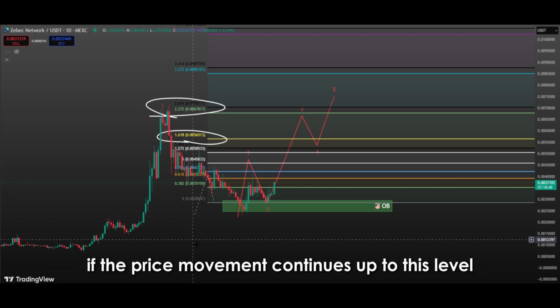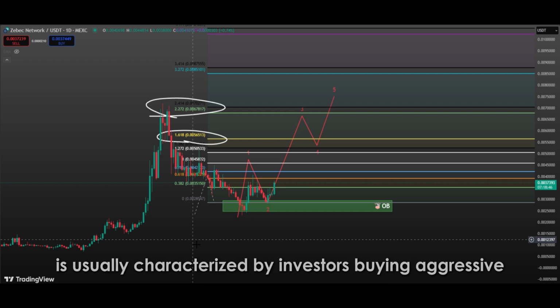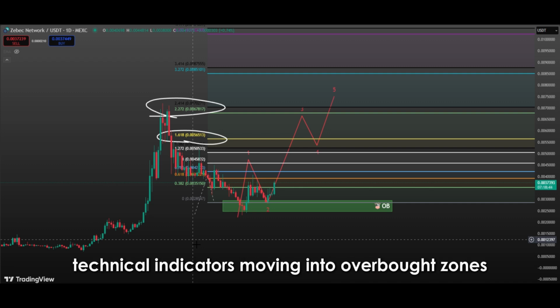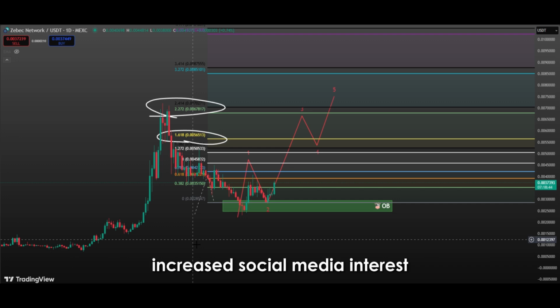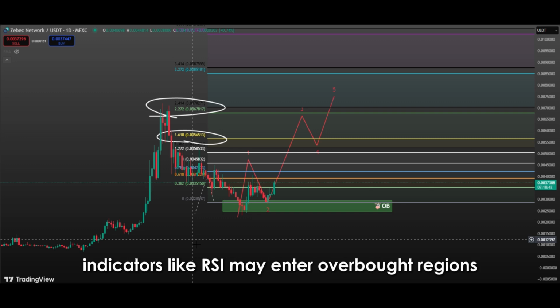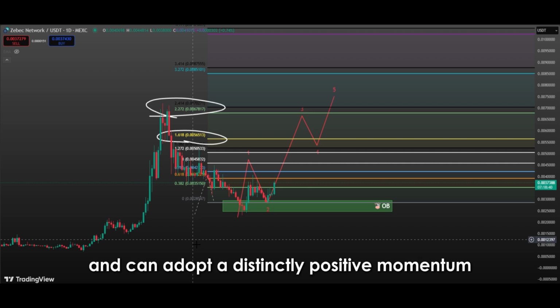If the price movement continues up to this level, it indicates the presence of a strong bullish momentum in the market. A third wave that lasts up to this point is usually characterized by investors buying aggressively driven by FOMO, fear of missing out, positive news flow, technical indicators moving into overbought zones, increased social media interest, exploding volumes, and a price that tends to accelerate as it rises. During such periods, indicators like RSI may enter overbought regions, the MACD histogram may widen, volume profiles may surge upward, and the overall market trend can adopt a distinctly positive momentum.